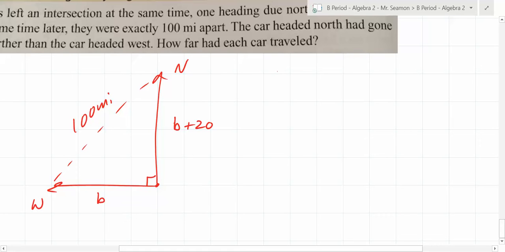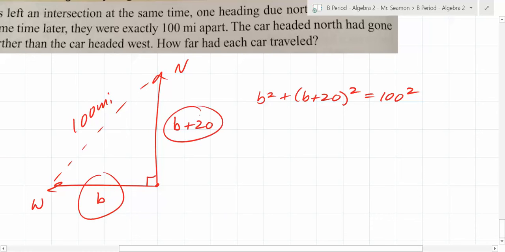It's a right triangle, so we know that one side squared plus the other. So b plus 20 squared plus b squared equals 100 what? Exactly. There it is. Yes. So you've squared the two legs. Exactly. So how would you solve this?